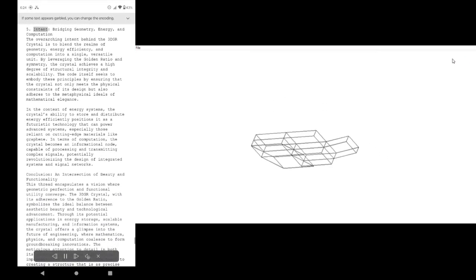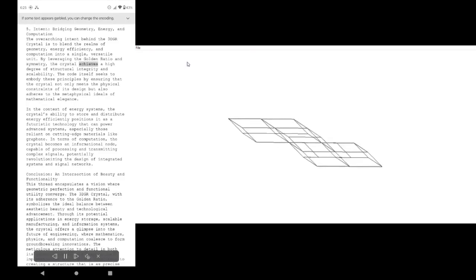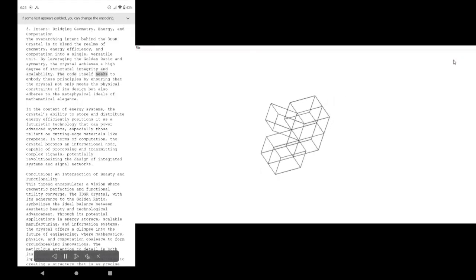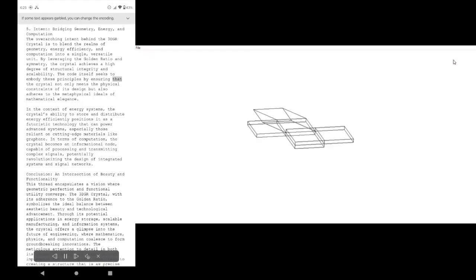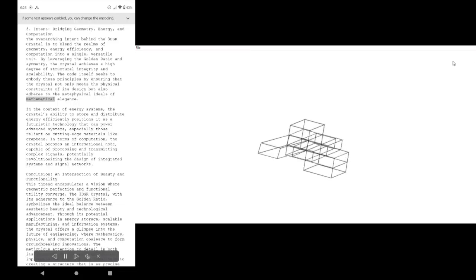5. Intent: bridging geometry, energy, and computation. The overarching intent behind the 3DGR crystal is to blend the realms of geometry, energy efficiency, and computation into a single, versatile unit. By leveraging the golden ratio and symmetry, the crystal achieves a high degree of structural integrity and scalability. The code itself seeks to embody these principles by ensuring that the crystal not only meets the physical constraints of its design, but also adheres to the metaphysical ideals of mathematical elegance.